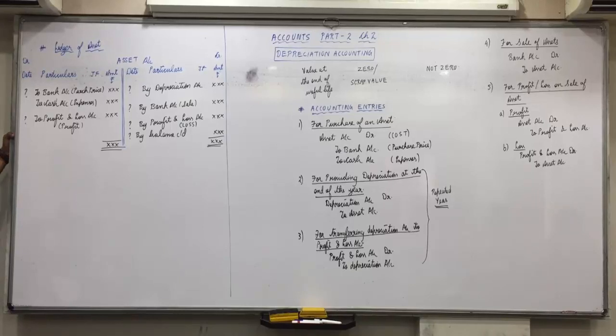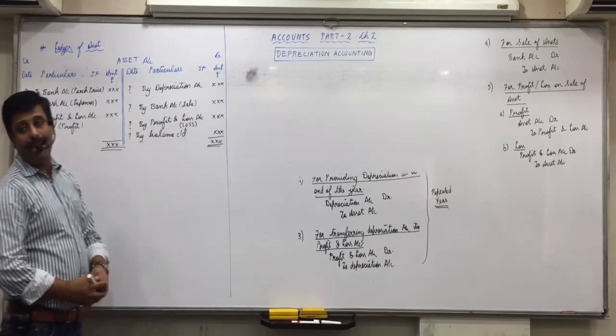Did everyone understand this? Is everyone clear with the shortcut method of making this asset account? What things will come on the debit side? Which PP? Purchase and profit. Everything else credit side.